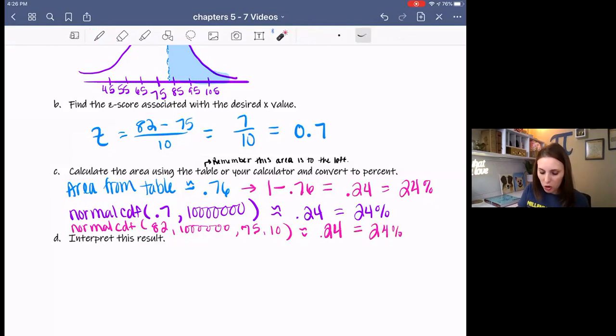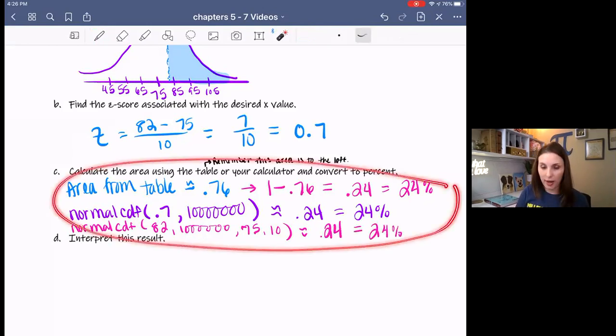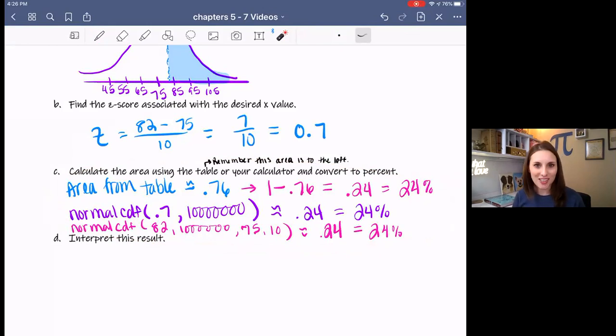So this is just kind of showing you that you can do it 3 different ways. I wouldn't necessarily recommend doing it 3 ways. There's no reason to do that unless you're doing a test and you want to just double check yourself. You can pick one of these. You can do the area from the table.